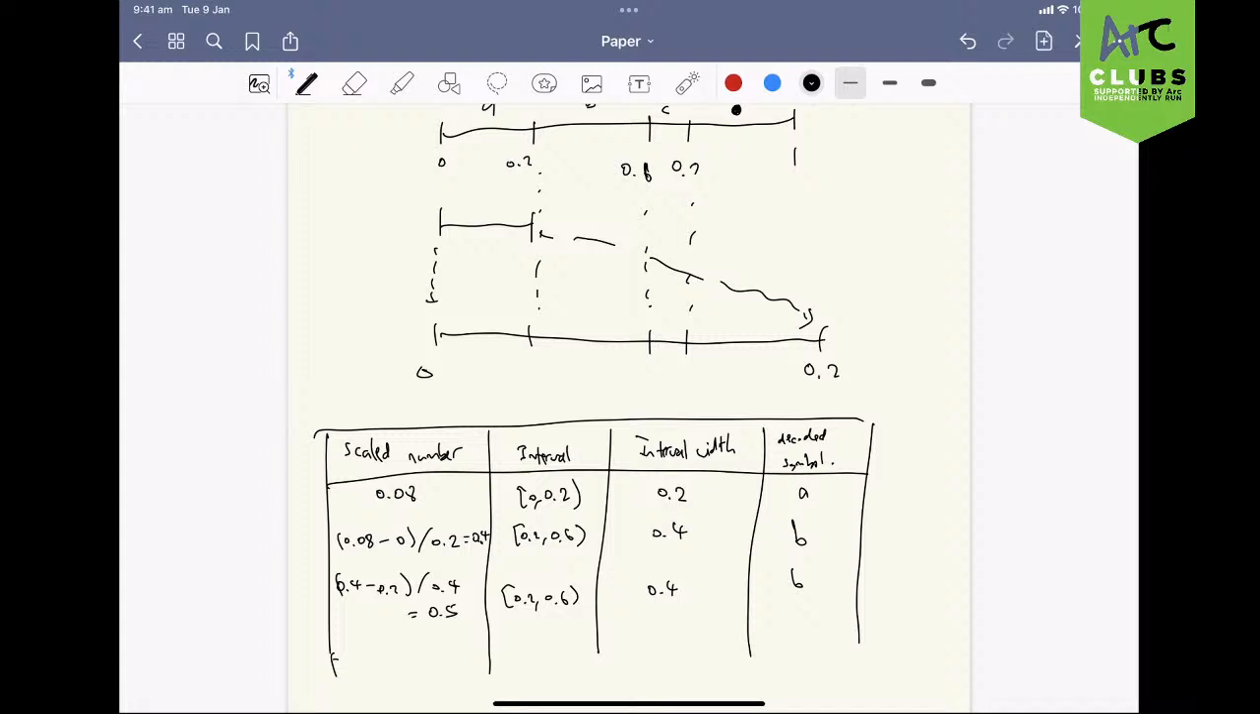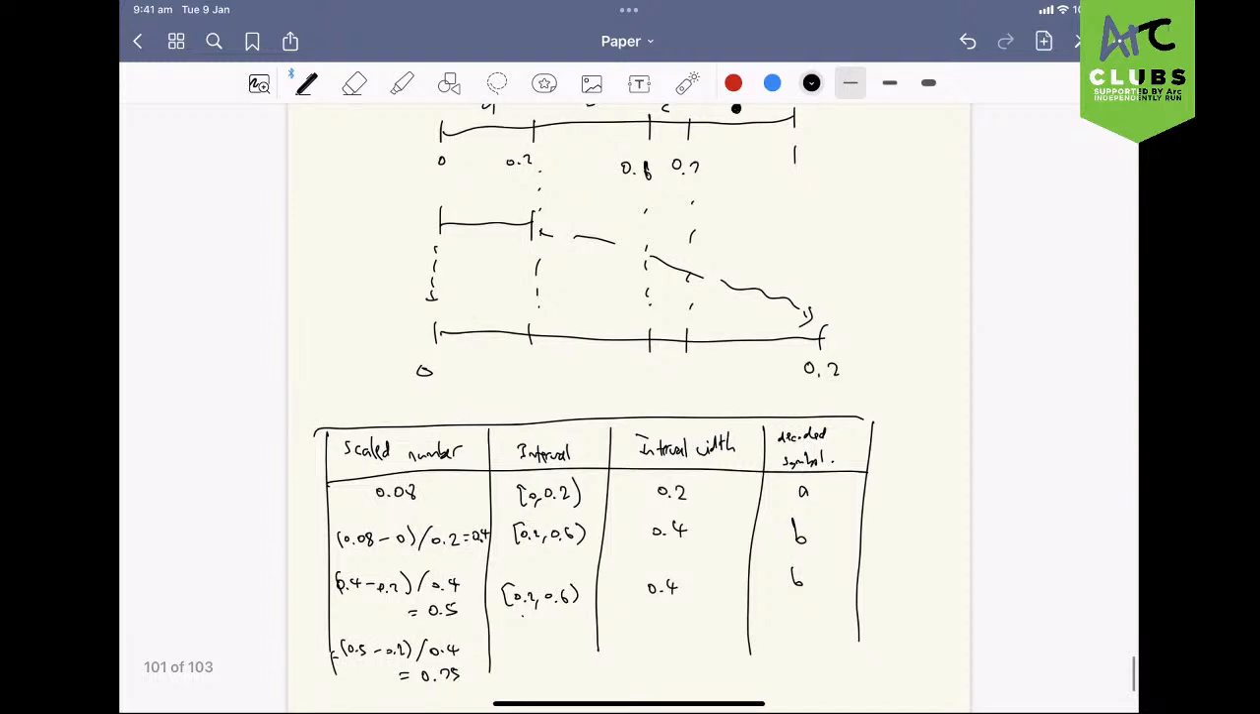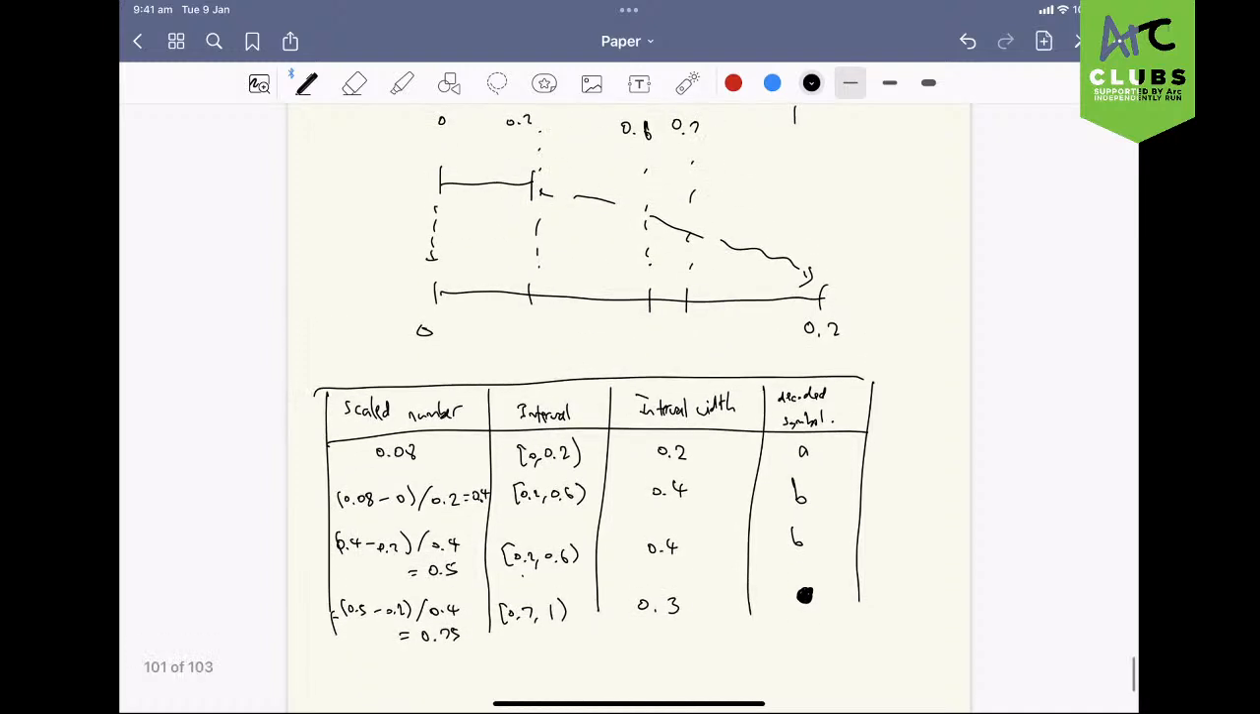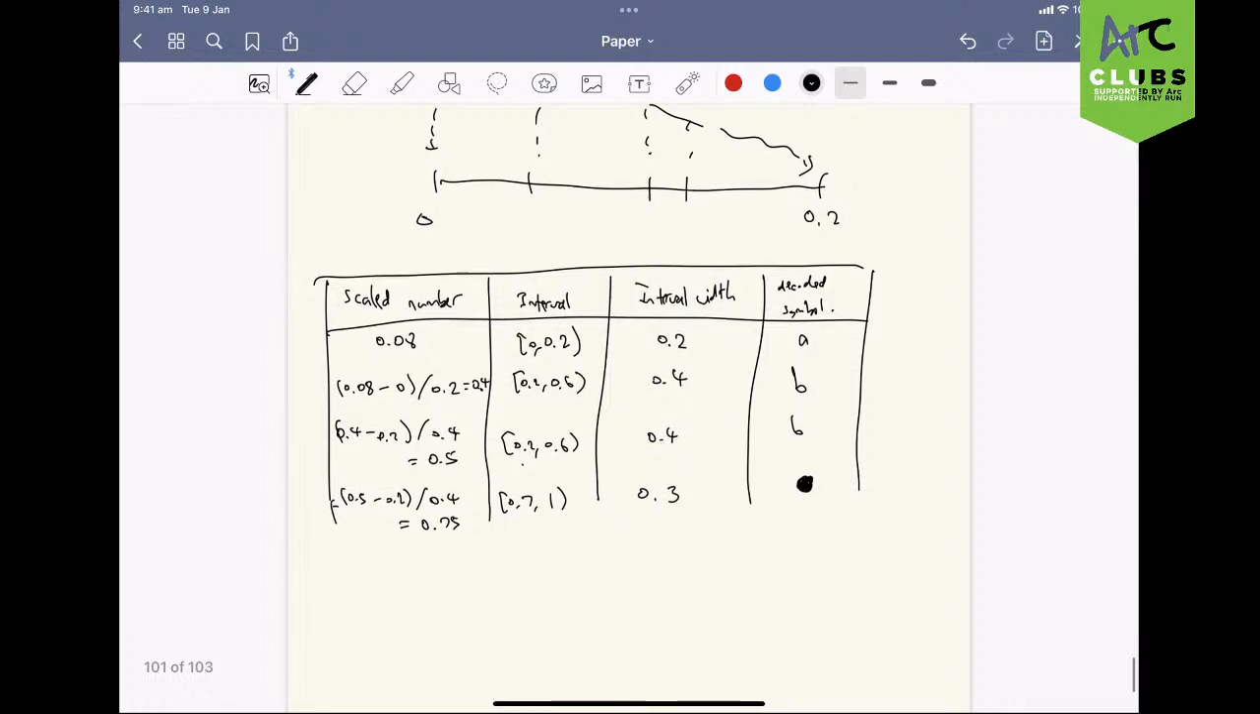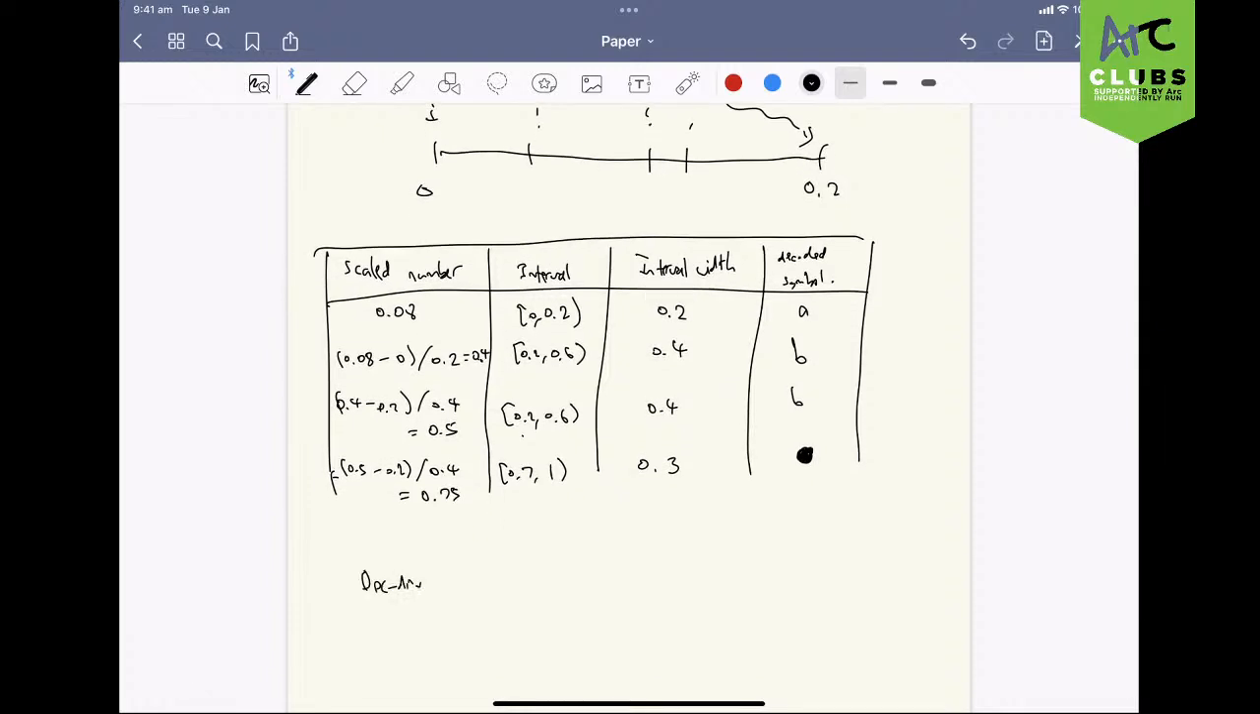Next, we do the same thing: 0.5, the previous number, minus the interval start, 0.2, divided by the interval length. That gives you 0.75. And now that's pretty good. That's the stop symbol here. It ends up over there in the 0.7 to 1 range. We don't really need to write the interval width here, but the decoded symbol would be the stop. And the thing about arithmetic coding is we always know that messages will end up with a stop symbol, so that's where we stop. We don't continue any further. So the decoding is A, B, B, stop.